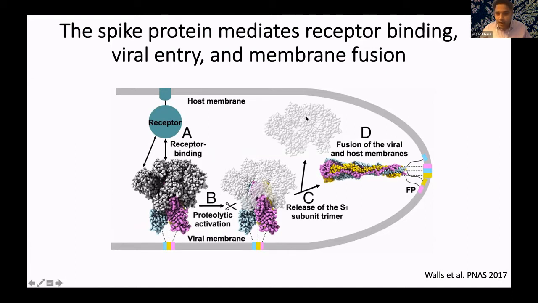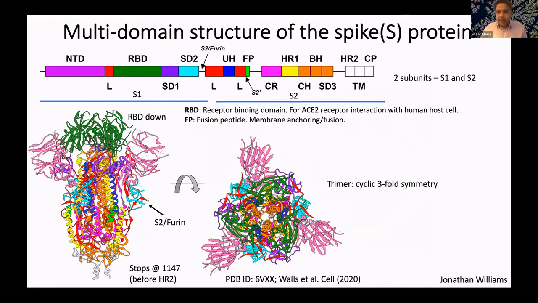And then once this part has escaped, now it reveals the fusion machinery. And that fusion machinery then goes and inserts itself into the host membrane, and you can see that now the two membranes have fused. This is common to most coronaviruses and even for other viruses like influenza, that there is protein machinery that causes viral membrane fusion to the host membrane.